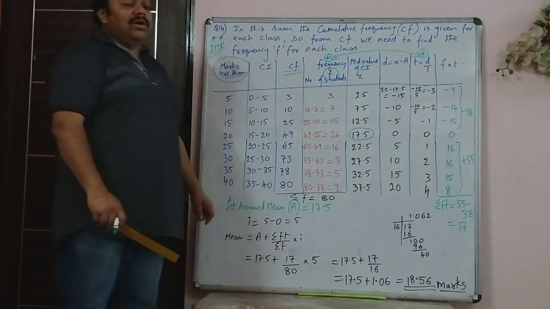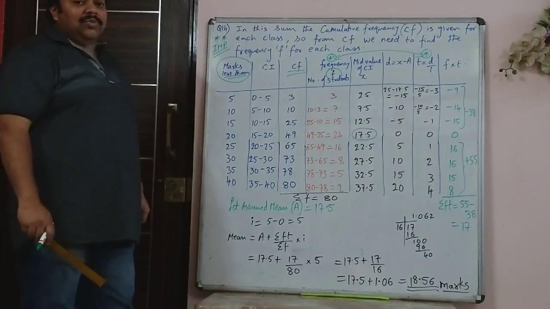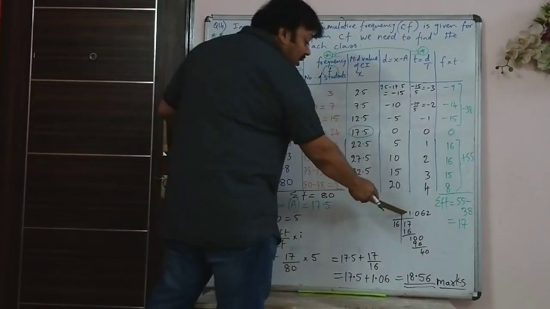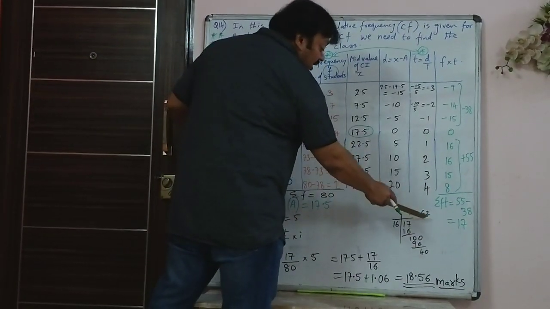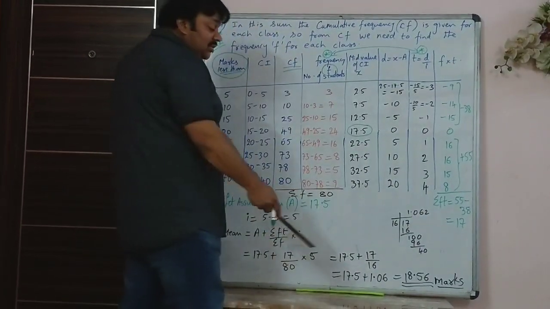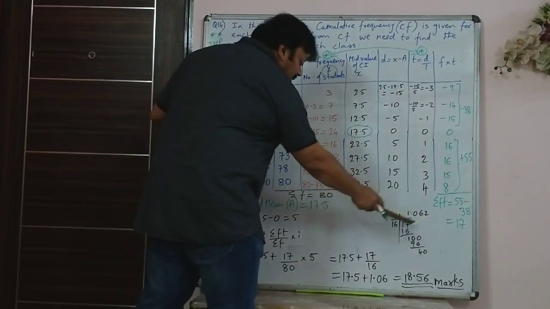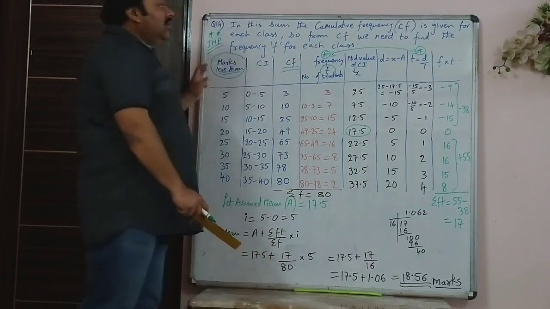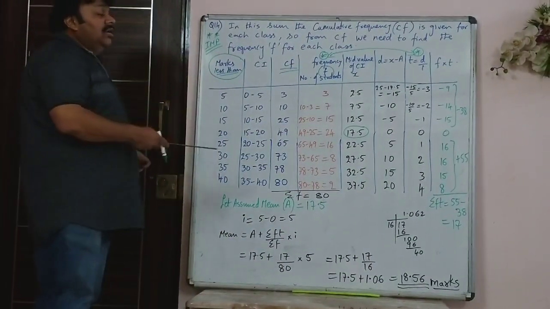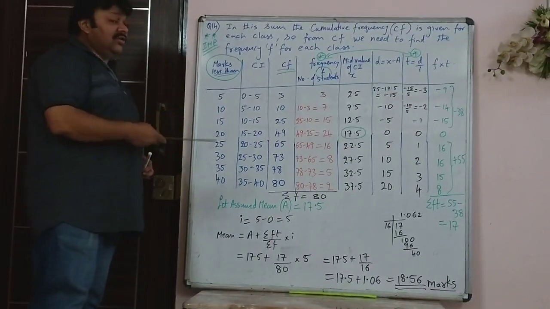So 18.56 marks is the average. So you should write marks. Here it is asked correct up to 2 decimals. So that is why I did the division and found it correct up to 3 decimals. And because the third decimal was less than 5, I wrote it as 1.06. So mark this sum as important. All these important sums you have to revise.